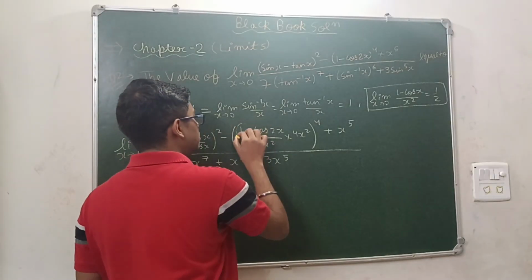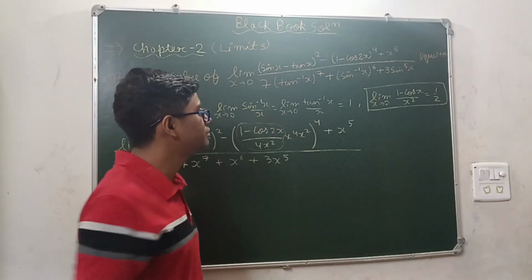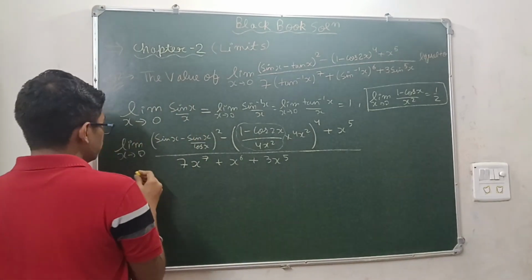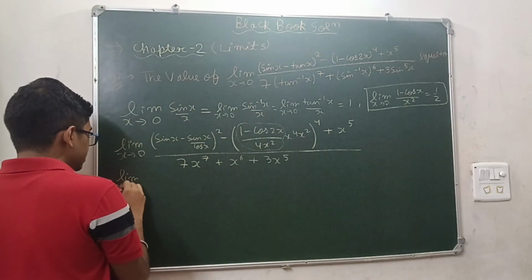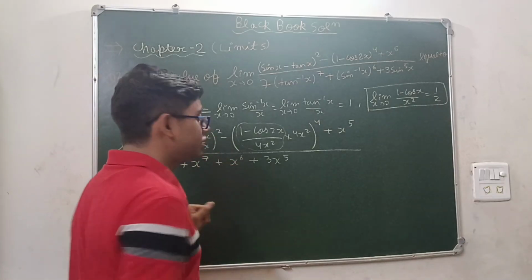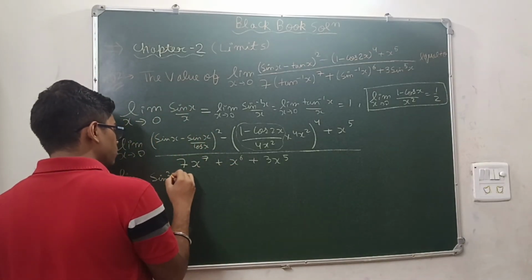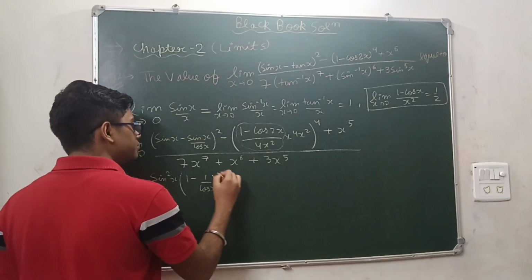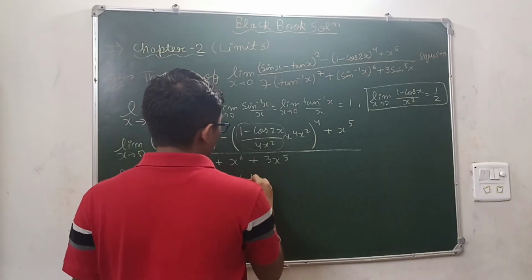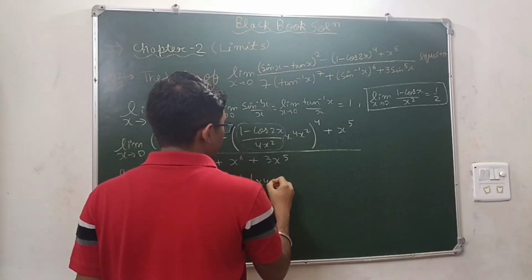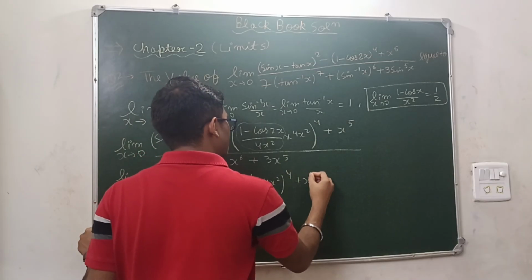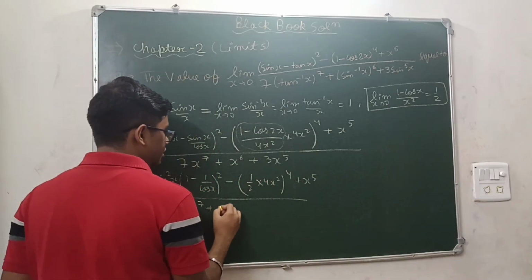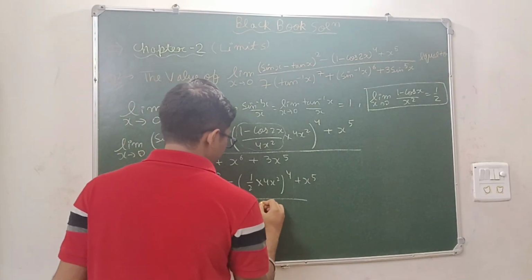Okay, this will become what? This will become 1 by 2. Okay, 1 by 2, and see, here you can take sin x common. So this will become what? Limit x tends to 0, sin x, here square is there, so sin square x, sin square x and 1 minus 1 upon (cos x) to the whole square. Minus, here this is 1 by 2, 1 by 2 into (4x square) to the power 4 plus x to the power 5 upon 7x to the power 7 plus x to the power 6 plus 3x to the power 5.